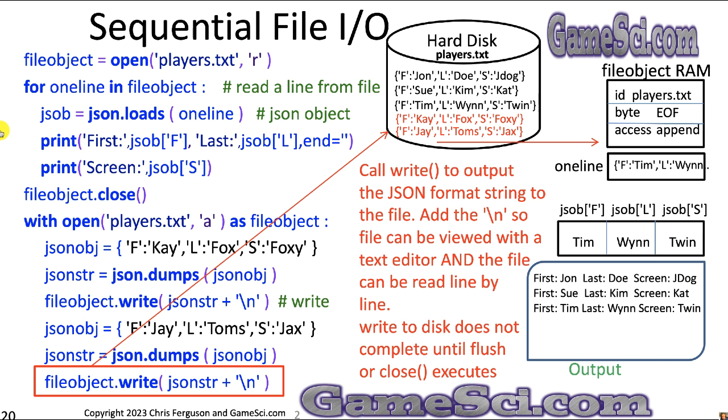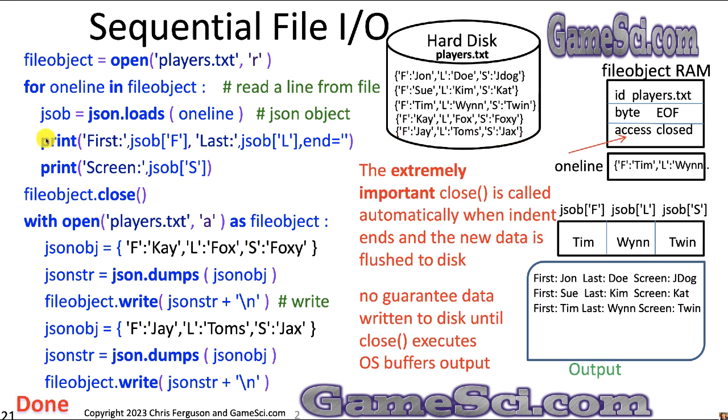The operating system always buffers input and output. When you're reading a file, it reads in a whole block of data at a time. When you write a file, it waits till it has a full block of data to write. So I'm never quite sure or never positive that the data is on the disk drive until I flush it or close the file. Bang, we hit the end of the indent. So the extremely important close is called automatically when the indent ends and the new data is now flushed to disk. Now I'm certain my 2 records are on the hard disk drive.